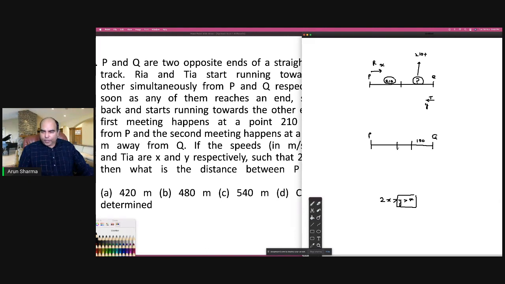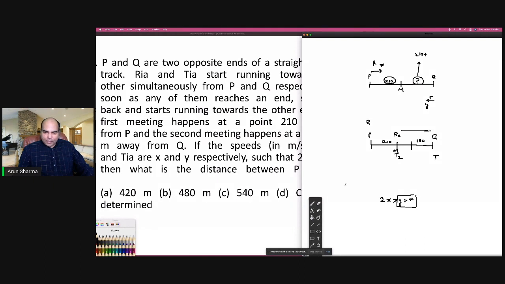I mean, from this point, let's say Ria's first position is this, and Tia's first position is this. Ria's second position is this place, which is 210 meters from P, and Tia's second position is this place again, which is some distance from Q. We don't know the distance. Let's call this the point M. So point M पे कितना distance Q से है, we don't know.